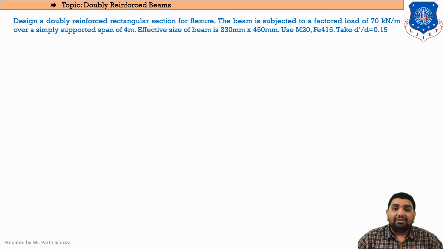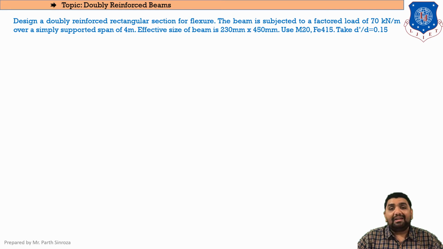So if it is not mentioned that it is including self weight, we will be always adding the self weight to it. Effective size of beam is 230 cross 450. Effective size is mentioned, therefore the value is b cross small d. M20 concrete is being used and Fe415 steel is being used. Also it is given that take d dash by d equal to 0.15.